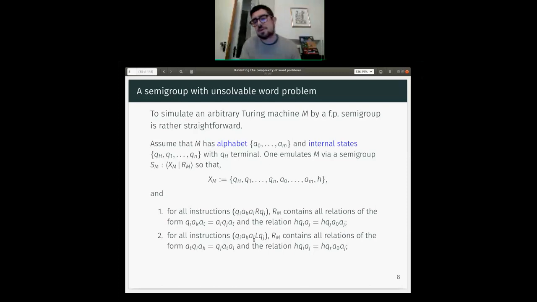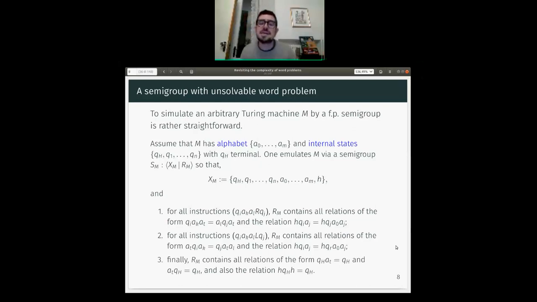And of course, you do something similar in the case in which you are encoding the instruction that tells you to go left. And finally, a crucial point: you would like this QH, so this word, to basically absorb any other generator. So you say that any word that starts with QH or ends with QH will be equivalent in the semigroup to QH itself.